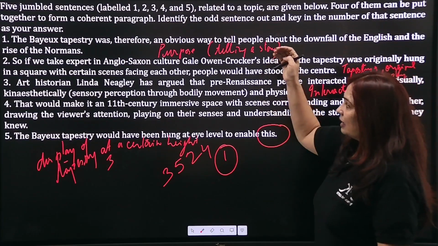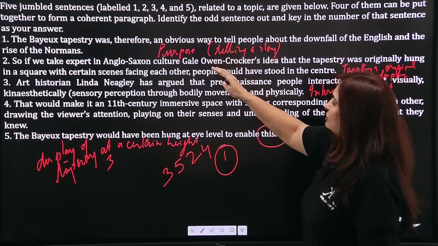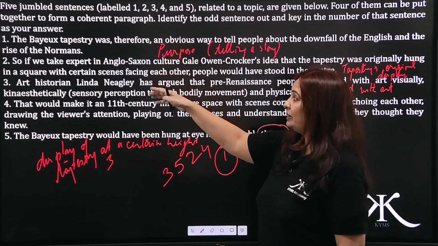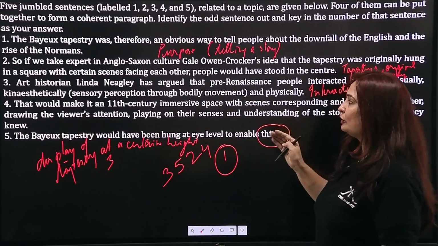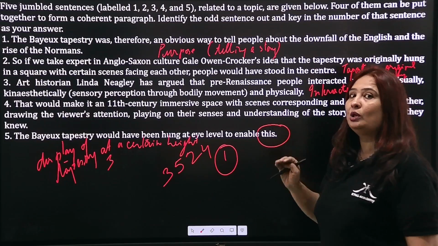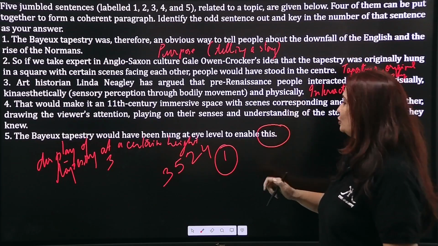Why? Because apart from the first sentence, which talks about the purpose of the Bayard tapestry, the rest of the sentences are talking about the physical display and the viewer interaction. Therefore 1 is going to be the odd one out.